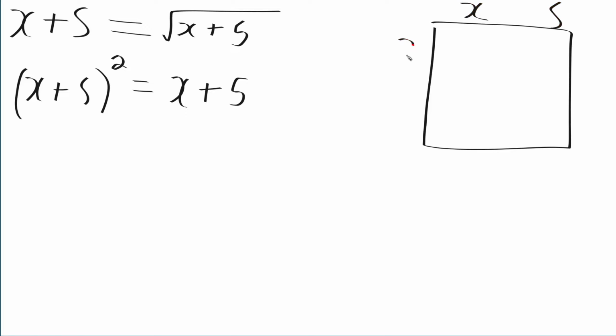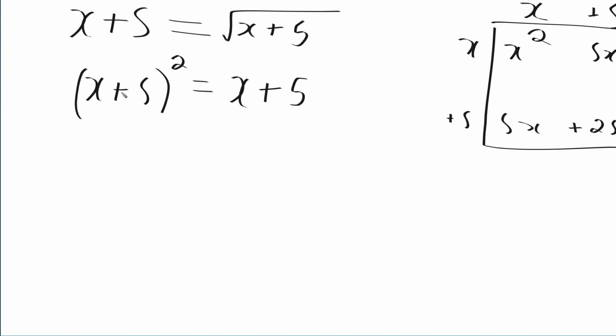So x plus 5 and x plus 5. Okay, we're going to have x squared plus 5x plus 5x plus 25. Okay, so this left-hand side, x plus 5 squared, is really just x squared plus 10x plus 25. Okay, and that's equal to x plus 5.